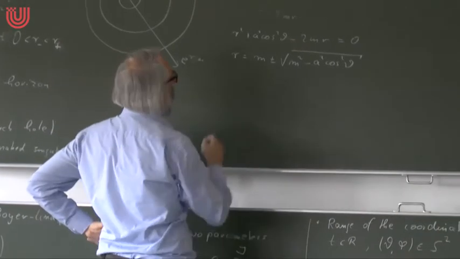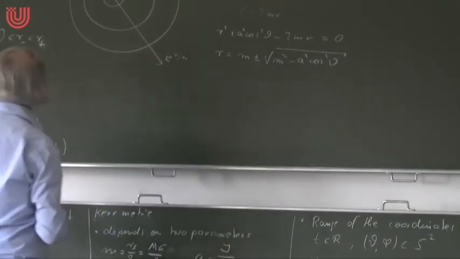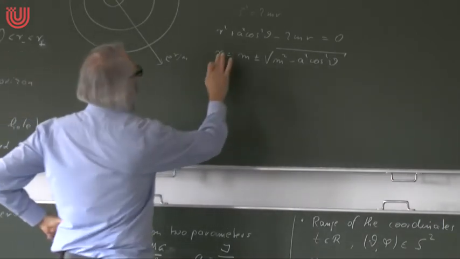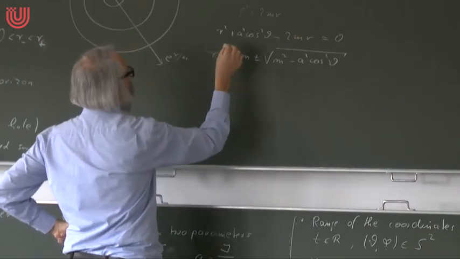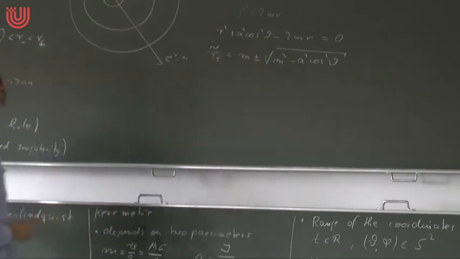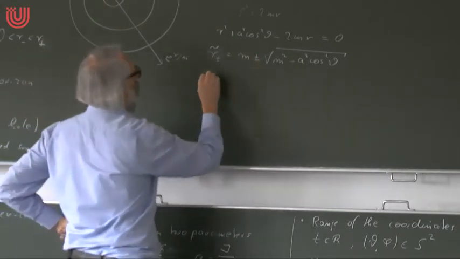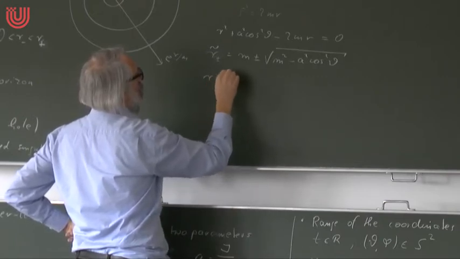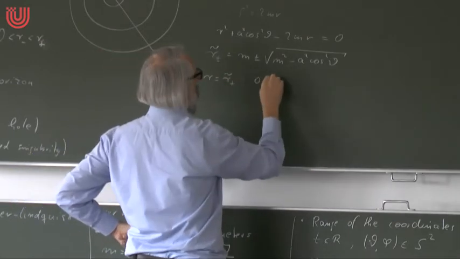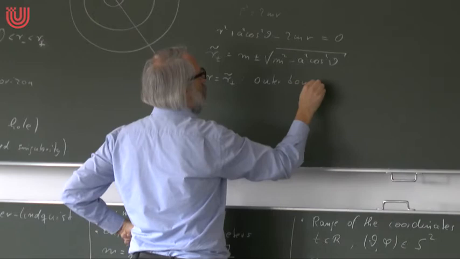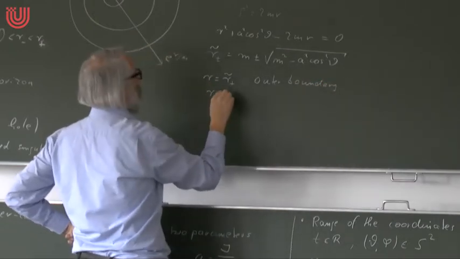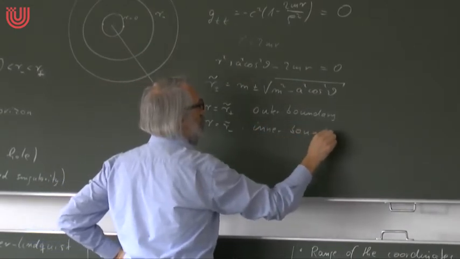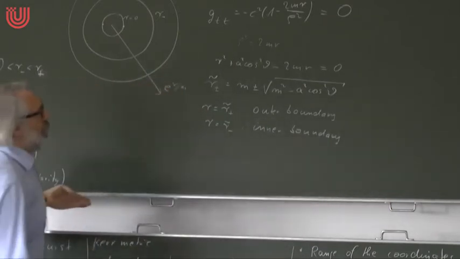I shouldn't denote this also r plus minus, because we would be confused with the horizon. So let me call this r tilde plus minus. So r equal r tilde plus is the outer boundary, and r equal r tilde minus is the inner boundary of the so-called ergo region.